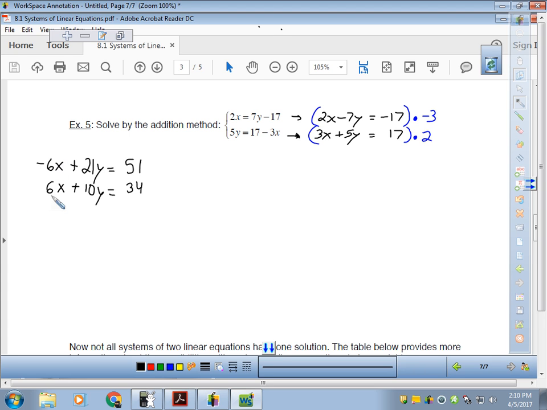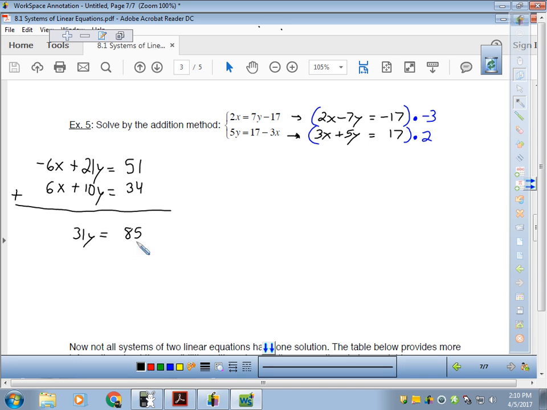But now if you look, the coefficients are the same number here, but they're opposite signs, so they will cancel out when we add these equations together. So negative 6x and positive 6x, those cancel. 21y and 10y will make 31y. 51 and 34, it's going to be 85.